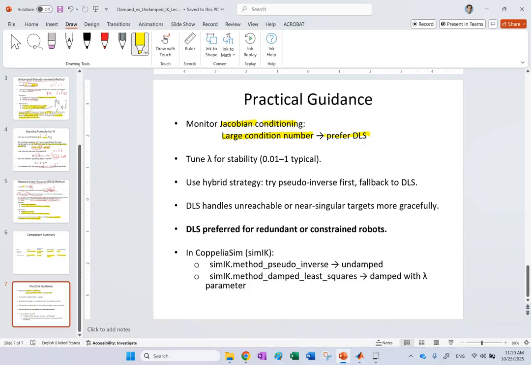What lambda do we pick? Typically, you choose anywhere between 0.01 to 1 for stability. Okay, so don't go more than 1. And don't make it super small, so have some trade-off.